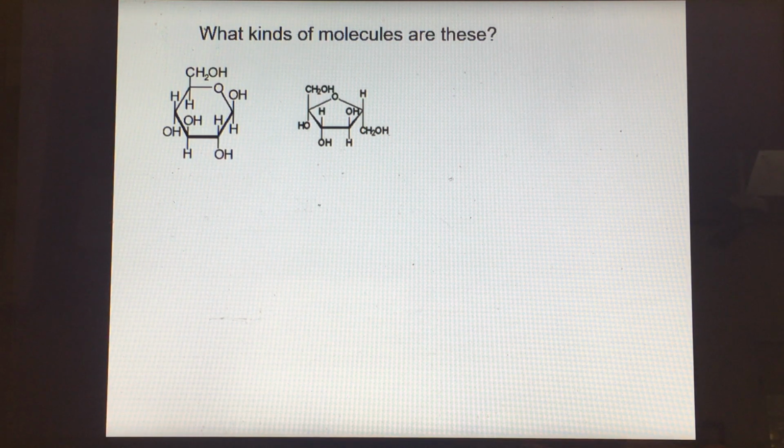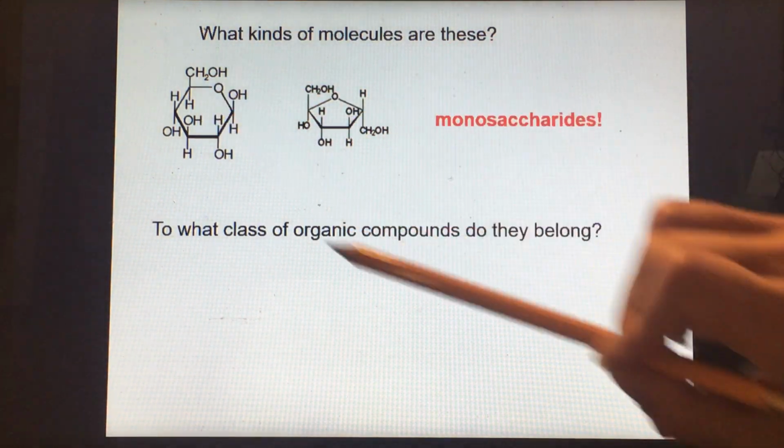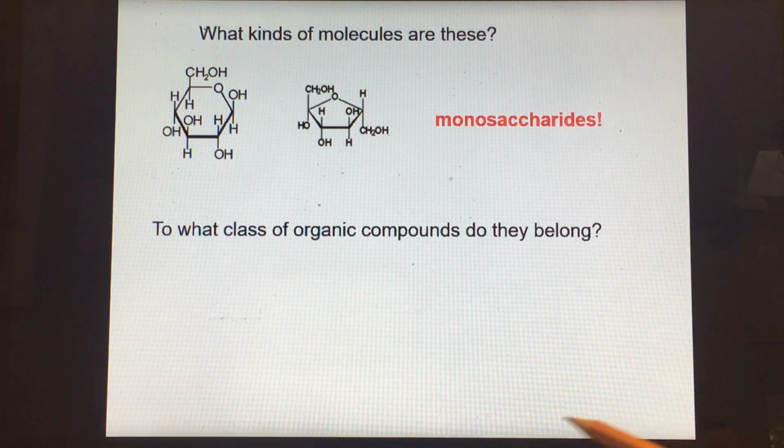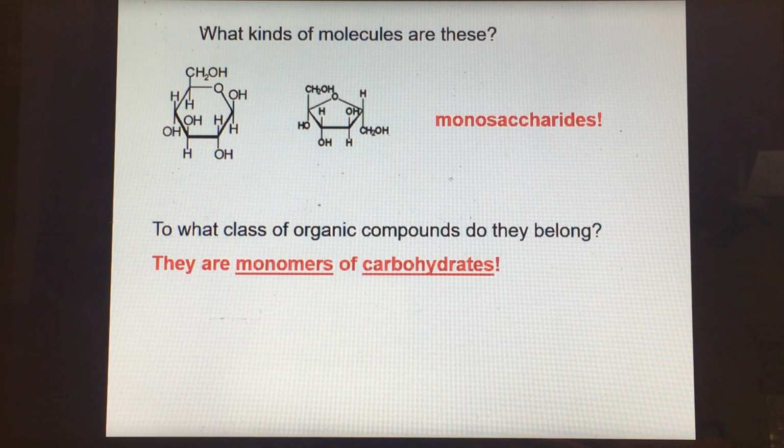These 2 molecules would be carbohydrates, to be most general. They are monomers, that's still pretty general. They are monosaccharides, that's more specific. And if we want to get very specific, we could say that's glucose and that's fructose. So to what class of organic compounds do they belong? They are monomers of carbohydrates.